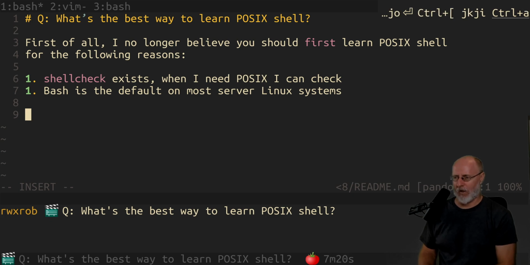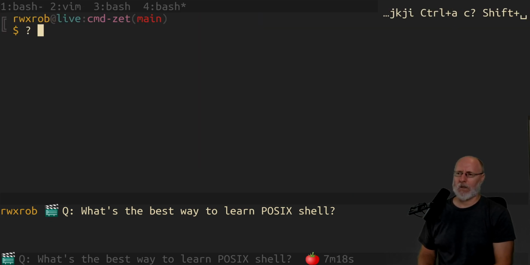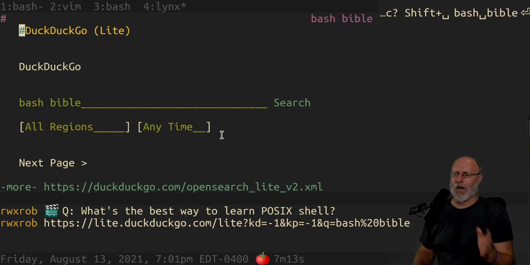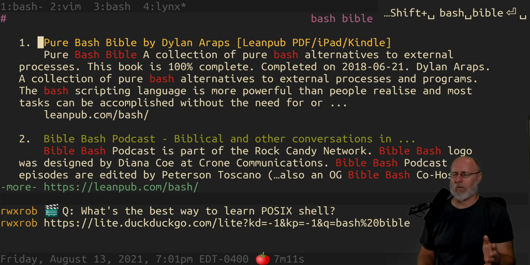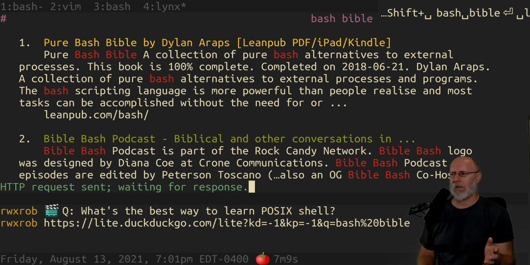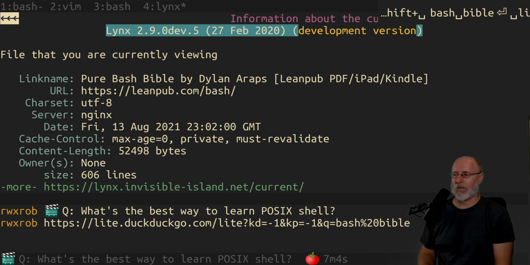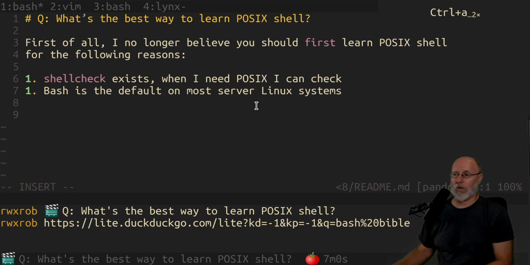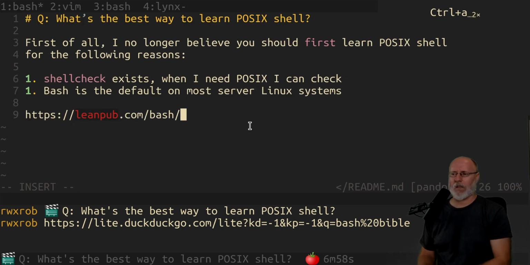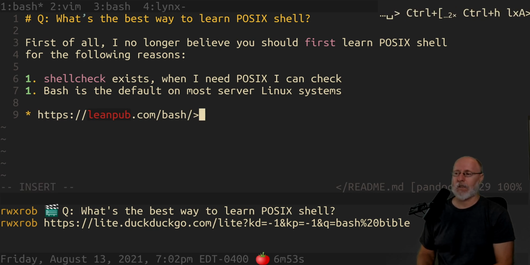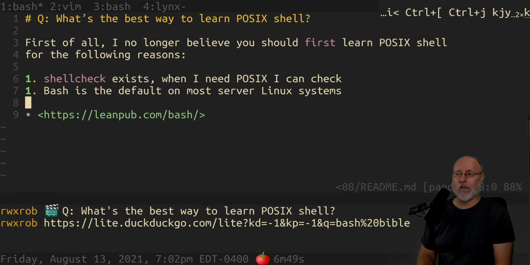One of them is the Bash Bible. But I haven't read the whole thing. I really, really like Dylan's stuff, and I love his writing style and everything. Leanpub Bash, it looks like. This is a really good resource so far. Now, I have not read a lot about that resource, so don't judge me on that. I might come back and hate it, and if so, I'll let you know why.